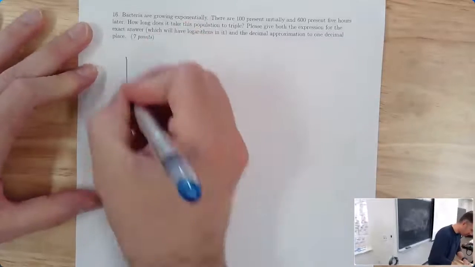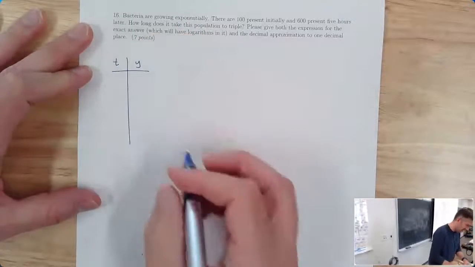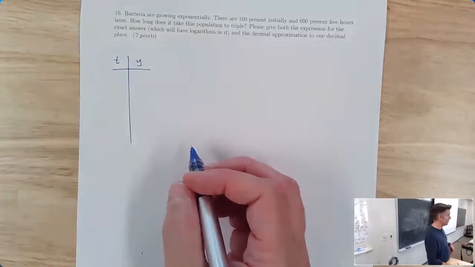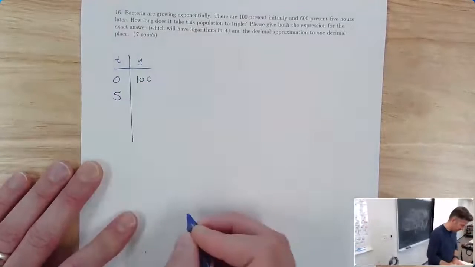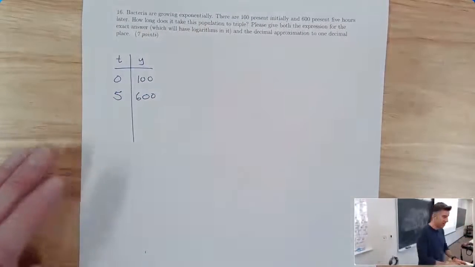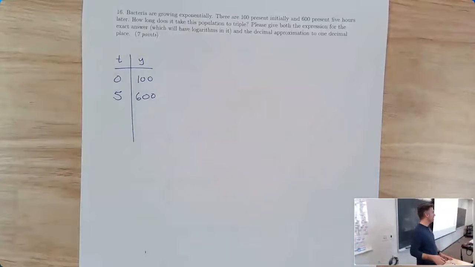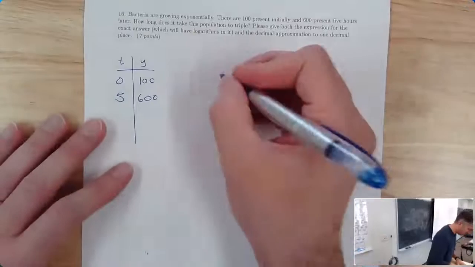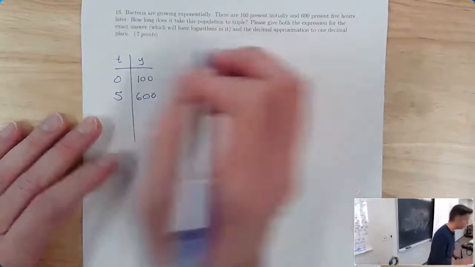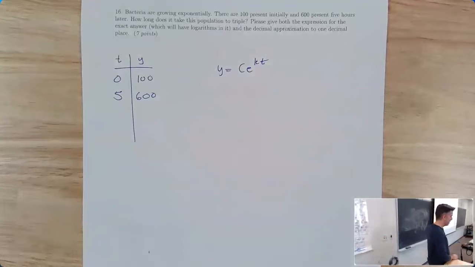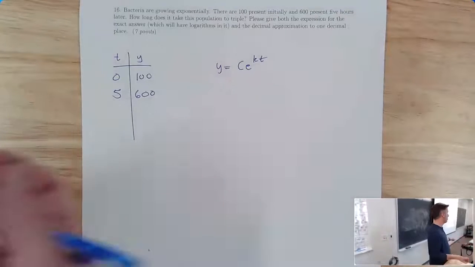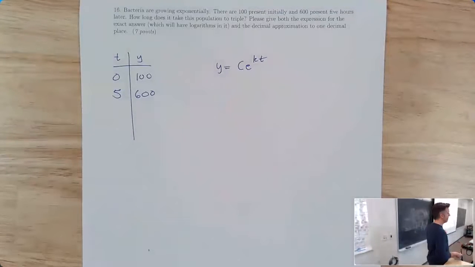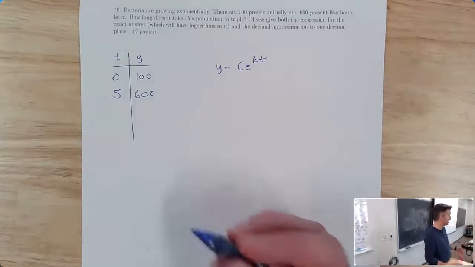So on my little table over here, I've got time and I've got the amount, and I know initially, meaning at time equal to 0, I have 100 bacteria. And 5 hours later, I have 600 bacteria. Right there, we have all the information we need to find our C and our K in our model, y equals C e to the kt. We have everything. So, in fact, I might just do that first, because you know you're going to have to do that. When you're doing this exponential growth kind of thing, you're going to have to find C and K for this model. C is usually pretty straightforward. C is going to be 100 here because it's the amount we have at time zero.